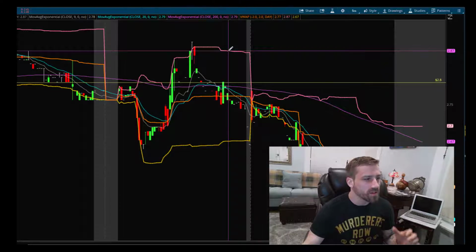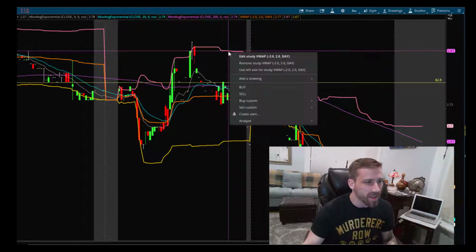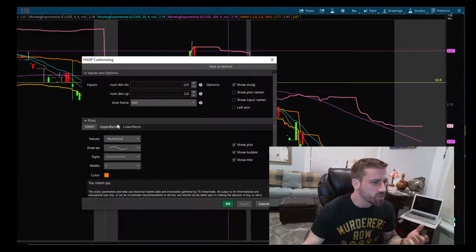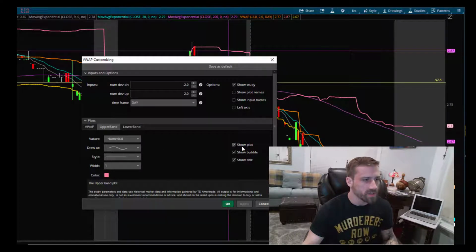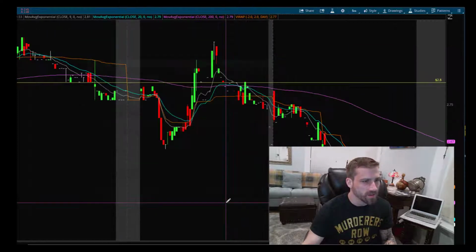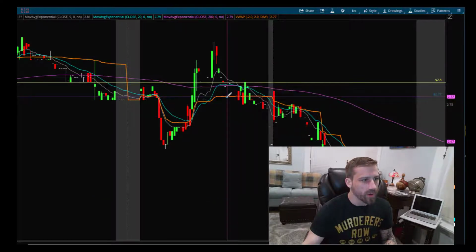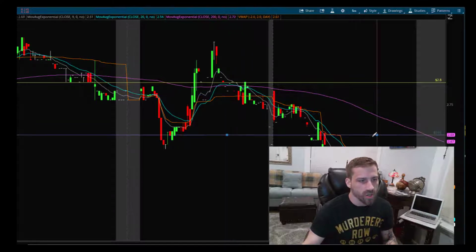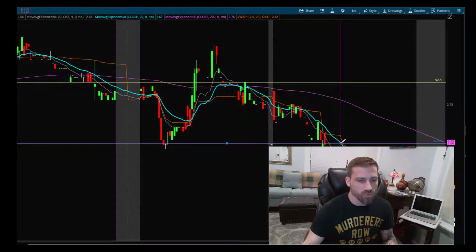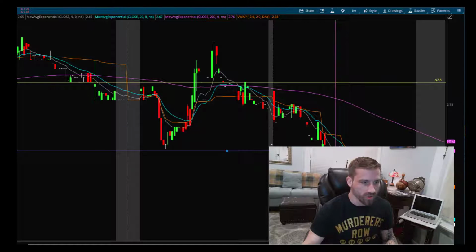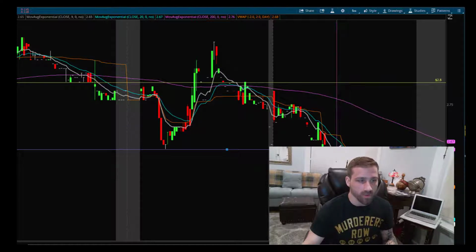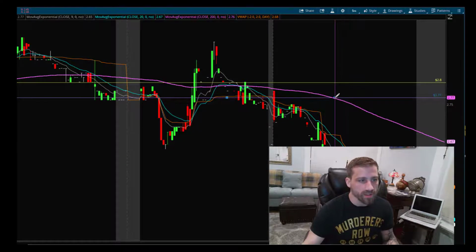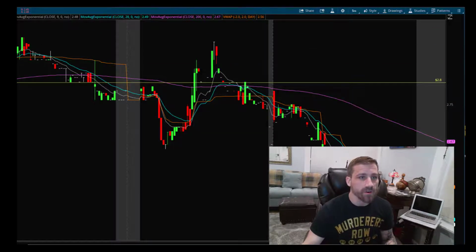Now, this VWAP on TD Ameritrade has bands to it. So all you have to do is go into your studies and click off show plot and all this stuff, and it won't show you the bands. Then you'll just get your straight VWAP line in the orange. You get your 20 exponential moving average in the blue, your 9 exponential moving average in the gray, and then of course your 200 in the pink. So it's literally that easy. It's not very difficult to do.